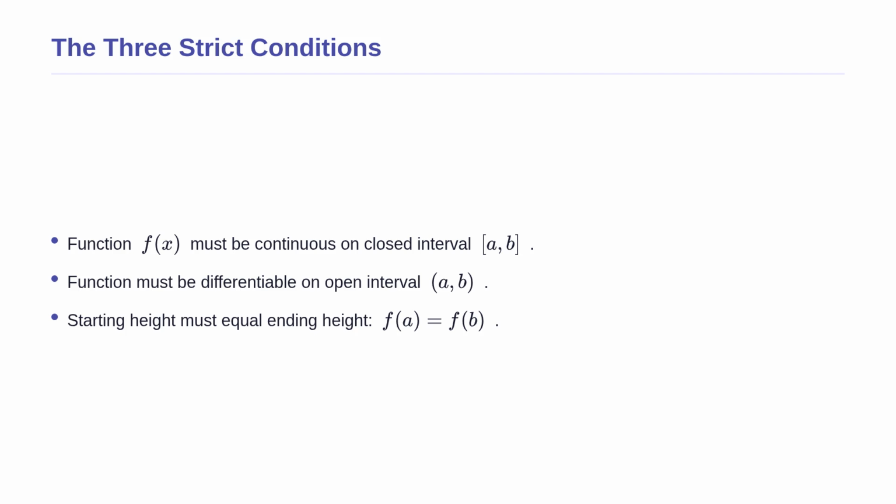Second, it must be differentiable on the open interval from a to b, meaning the curve is perfectly smooth with no sharp corners or vertical jumps. Finally, the starting height must exactly equal the ending height, which we write as f of a equals f of b. If even one of these fails, the theorem cannot be used.